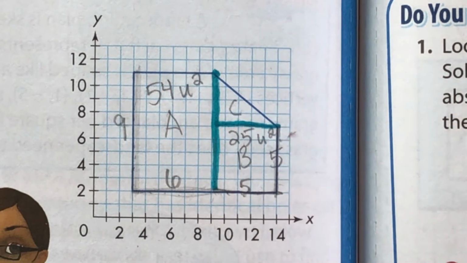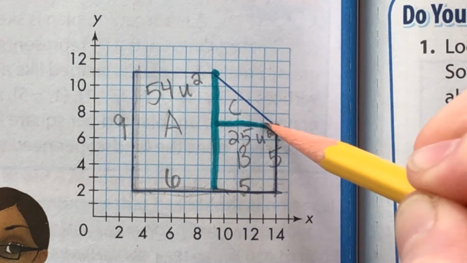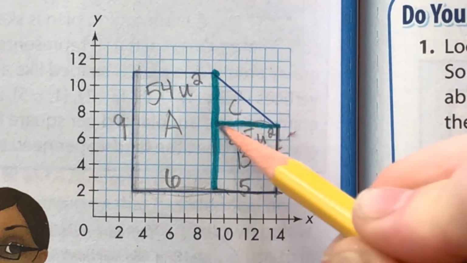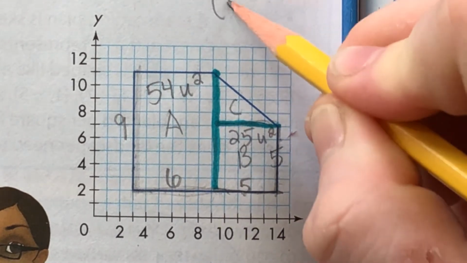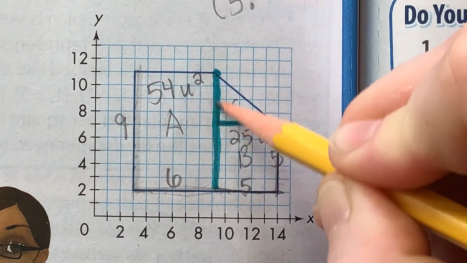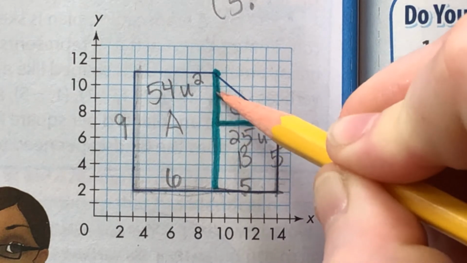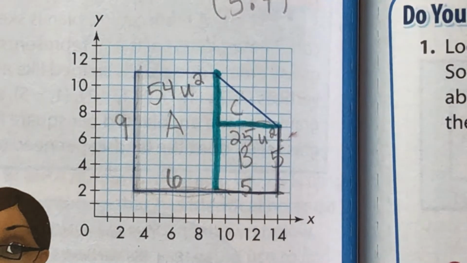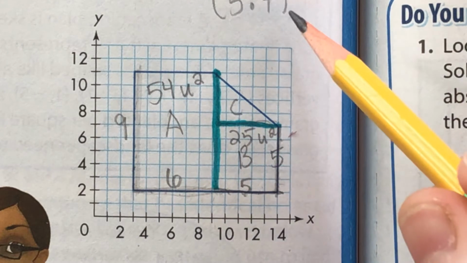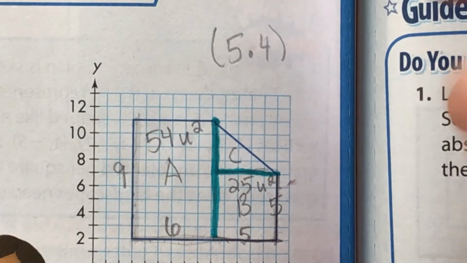And lastly, C, which is the triangle, the base. If this is 5, well, that's 5. So the triangle is 5 times the height, which is 1, 2, 3, 4. All right, 5 times 4, but then we have to divide by 2.